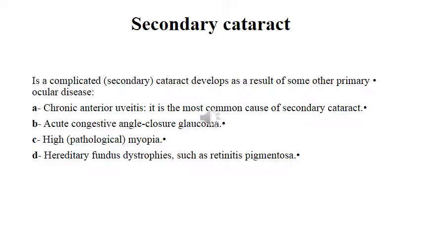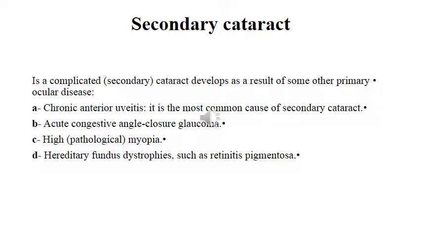As we said, secondary cataract occurs due to an intraocular pathology, so it is a type of complicated or secondary cataract. What are the causes of secondary cataract? Chronic anterior uveitis is the most common. This is the most common cause of secondary cataract. Usually a patient with chronic anterior uveitis ends up with cataract.